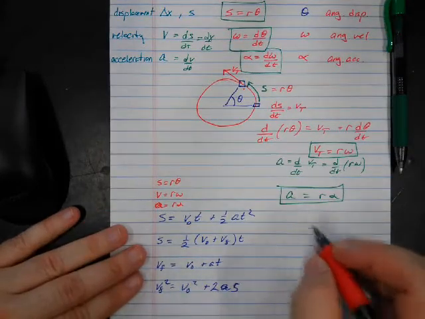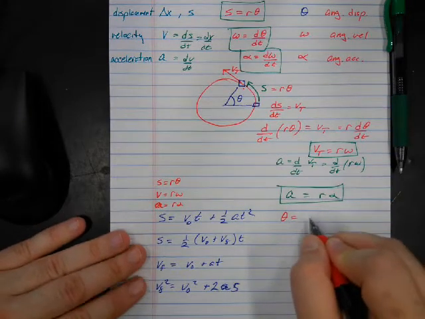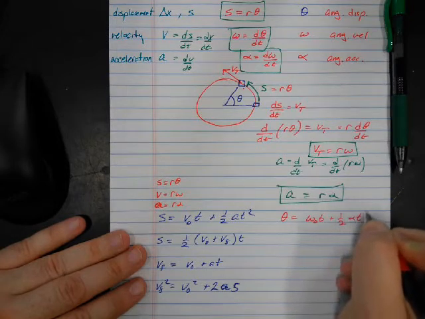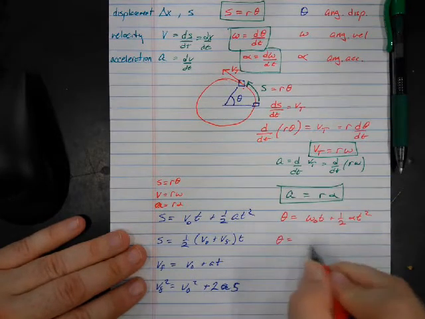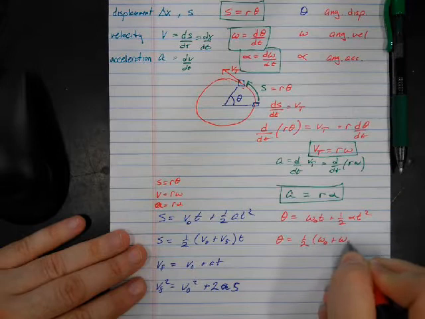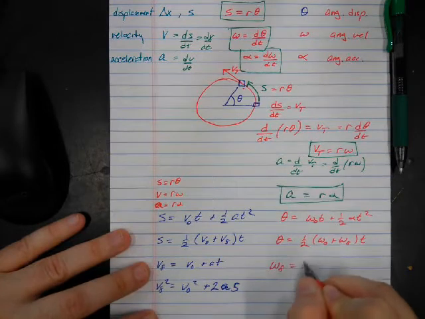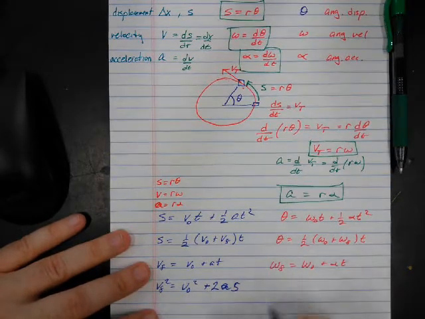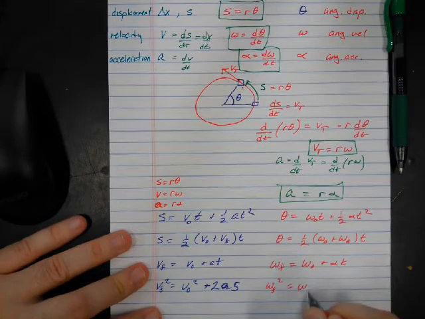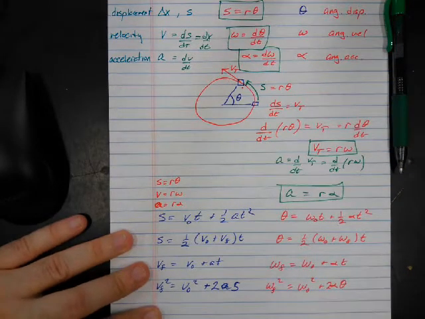So we're going to have kinematic equations here. We're going to have theta is omega initial t plus 1/2 alpha t squared. We're going to have theta is 1/2 omega initial plus omega final t. We're going to have omega final is omega initial plus alpha t, and omega final squared is omega initial squared plus 2 alpha theta.